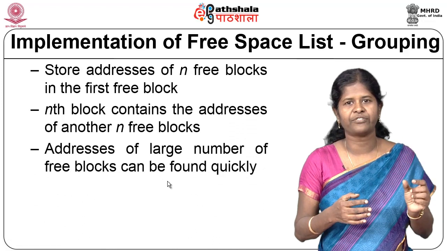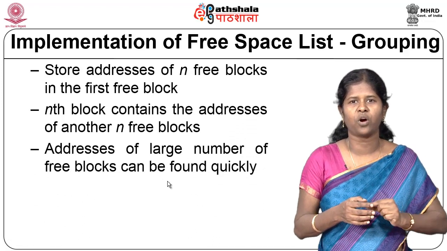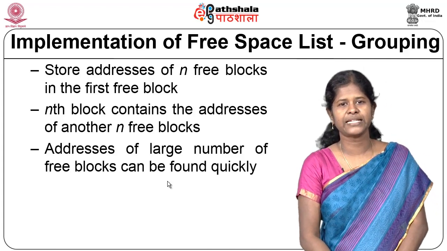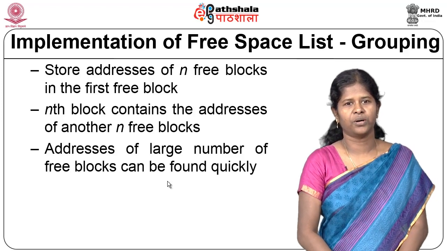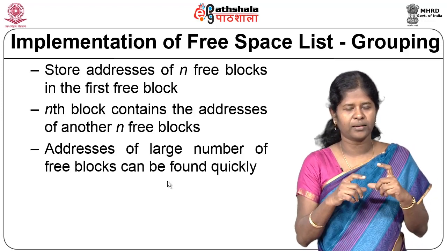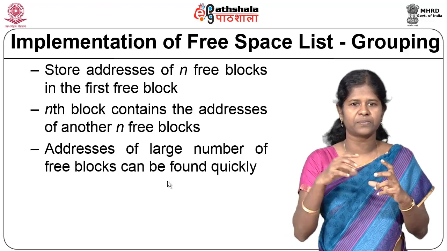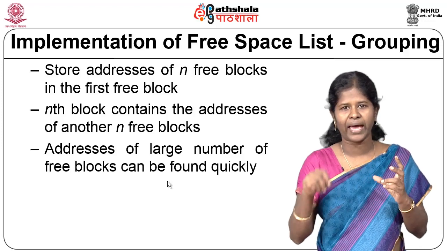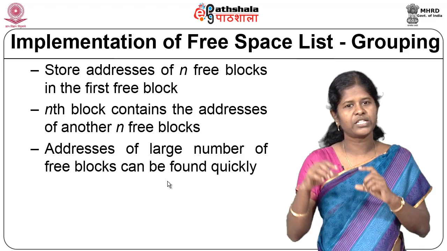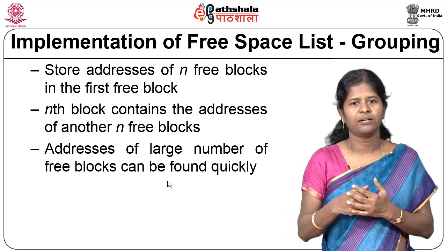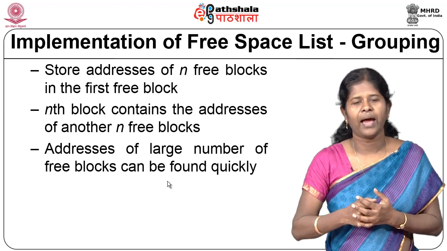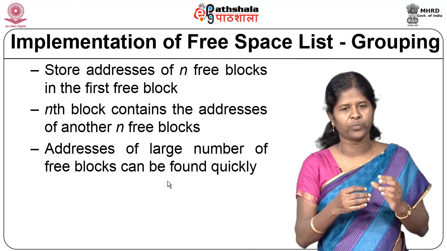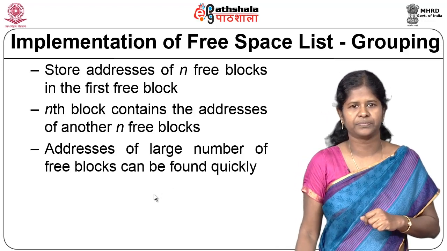The next method is to group disk blocks. Rather than having a link from one free disk block to another, here we have the addresses of n free blocks kept in the first free block. So you will have one free block which stores the addresses of many free disk blocks, and if this block becomes full, it will point to another free block, which in turn will have the addresses of another set of free disk blocks. The advantage is that a large number of free blocks can be found quickly by looking into one disk block.